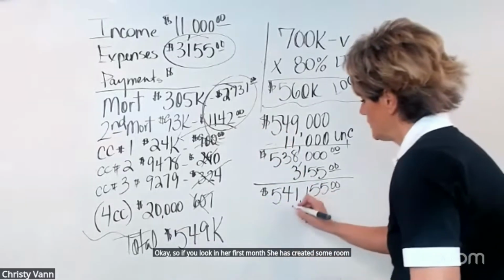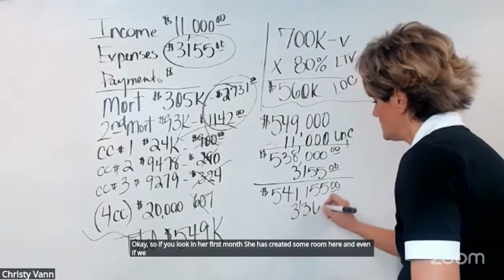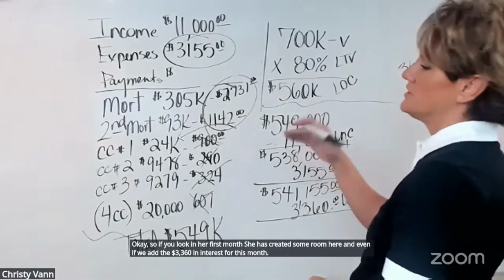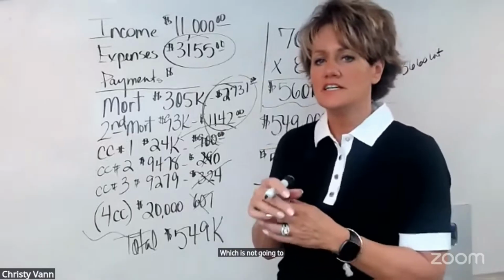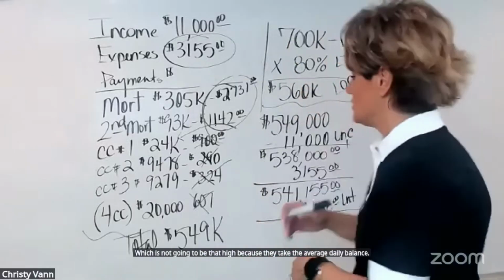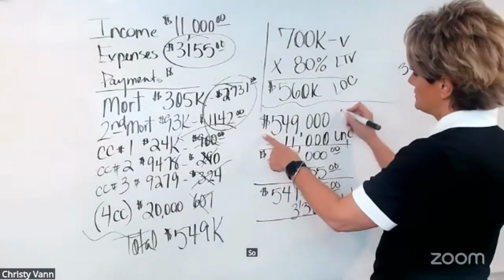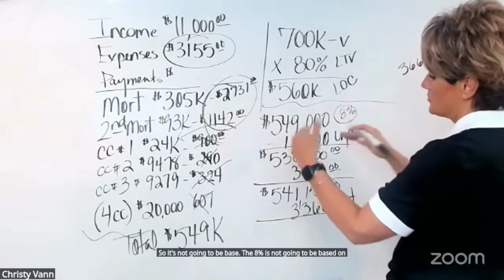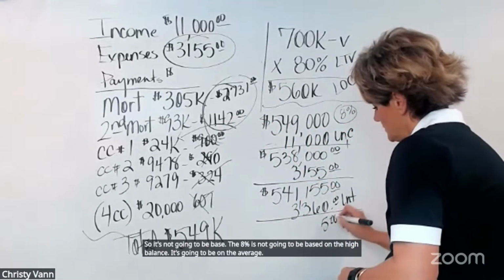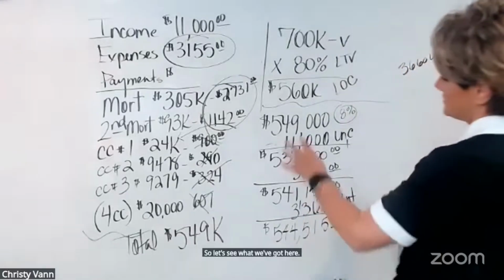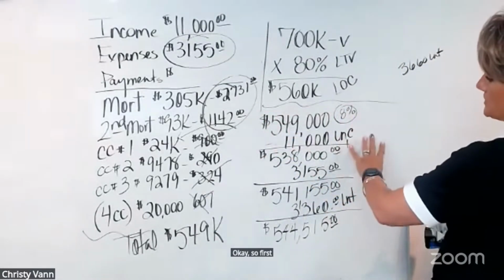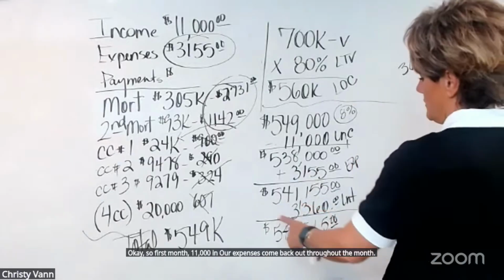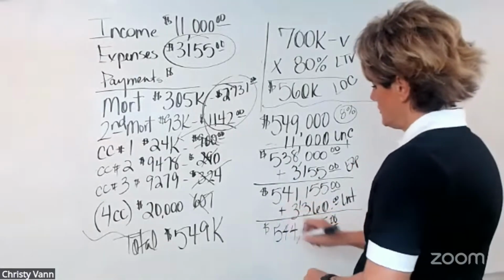And even if we add the $3,360 in interest for this month, which is not going to be that high because they take the average daily balance. So the 8% is not going to be based on the high balance. It's going to be on the average. So let's see what we've got here. Okay, so first month, 11,000 in. Her expenses come back out throughout the month. Then her interest would be on the next statement.